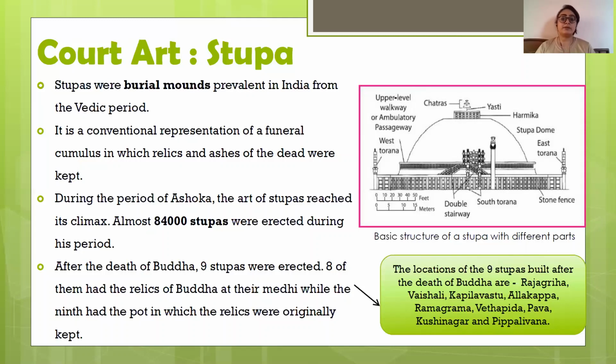Okay, so during the period of Ashoka, the art of stupas reached its climax. Almost 84,000 stupas were erected during his period. So the making of stupas reached its climax; the maximum number of stupas was created in the period of Ashoka. Okay, so here if you can see, there is a basic structure of a stupa with its different parts.